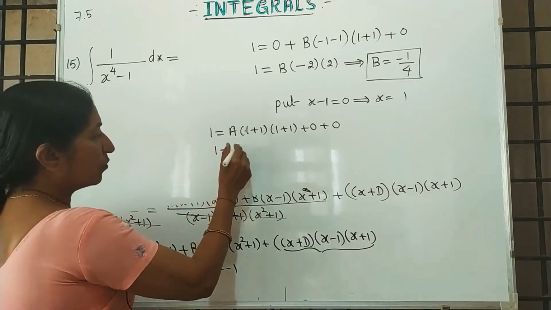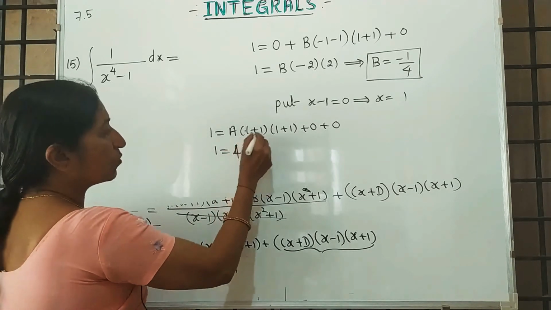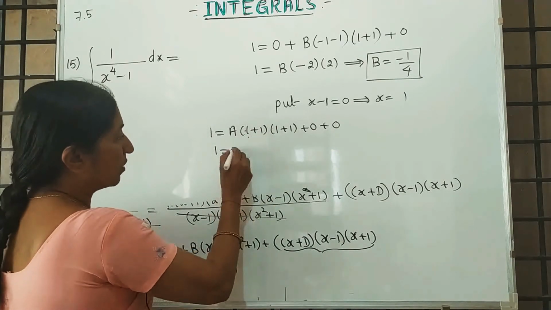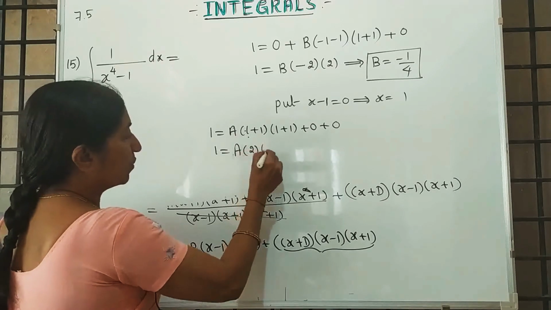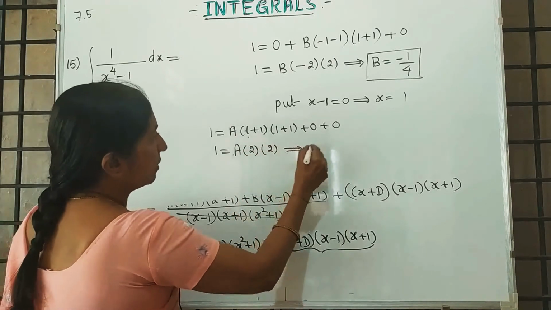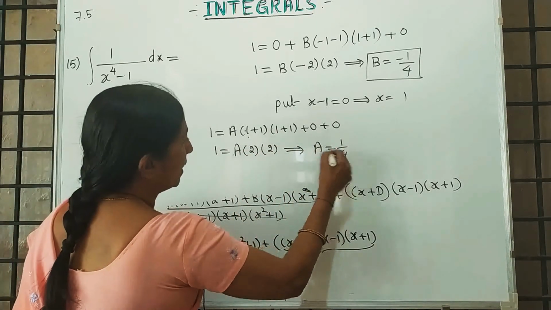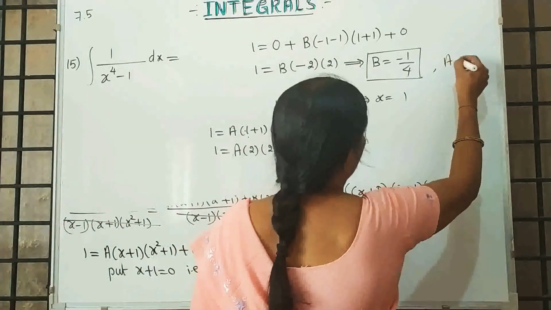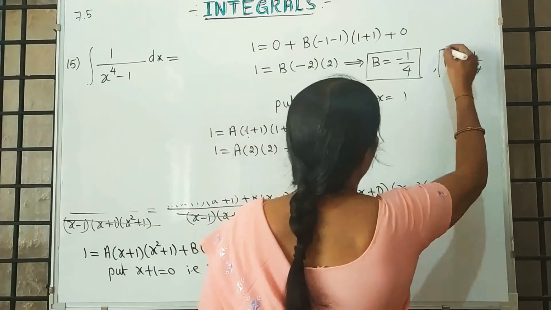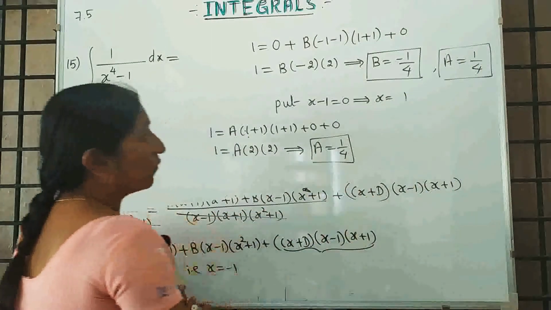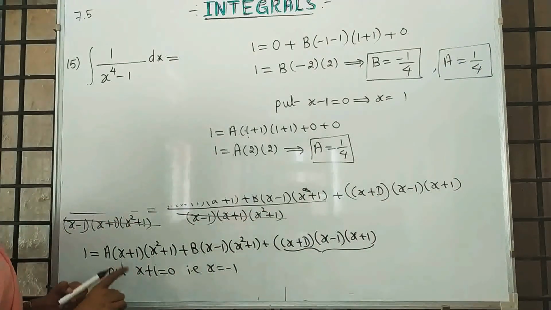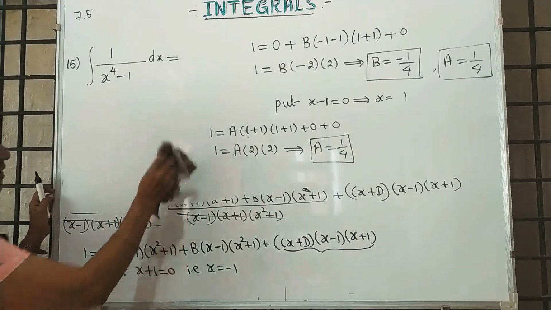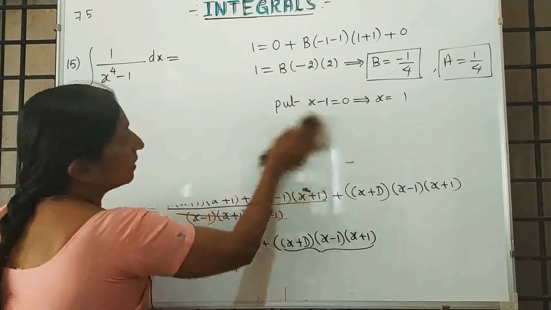1 is equal to 4a, this is 2, this is 2, or I will write one more, a into 2 into 2, which implies a is equal to 1 by 4. I will write this value here: A, we got 1 by 4. Now we cannot go for any substitution because out of 4 alphabets we calculated only 2, A and B.